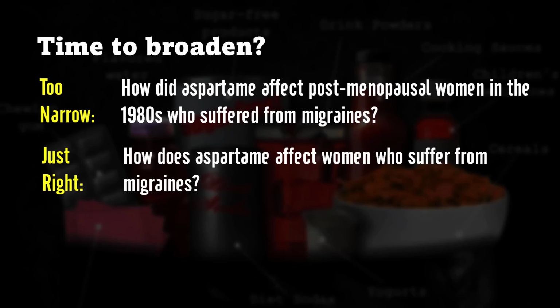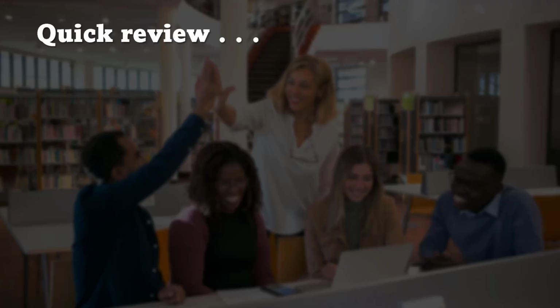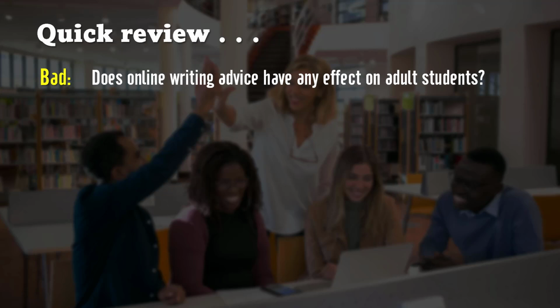Now you'll have a much easier time finding answers about effect number 1 of aspartame, effect number 2, effect number 3. Narrowing or broadening the original research question should be an expected part of your research process. Okay, time for a quick review. How would you revise this bad research question into one that must be answered with a list?